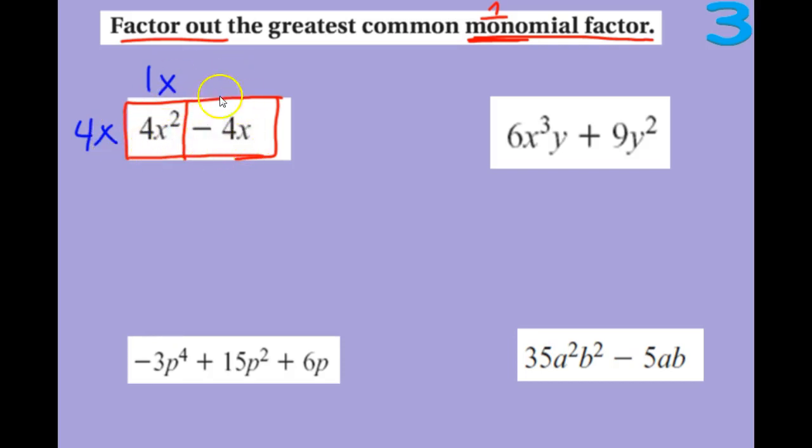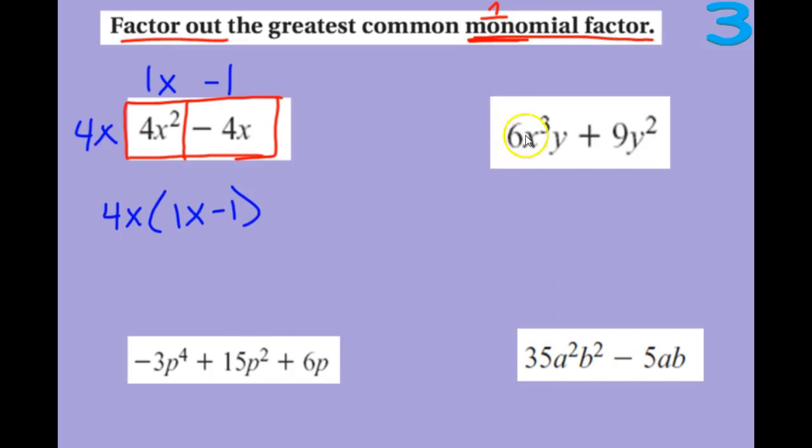Then over here, of this second box, or second smoothie, if you want to call it that, 4 times what will give us -4? I pulled out a 4. Well, it has to be a negative, so a -1. 4 times -1 would give us -4. And we pulled out an x, so there's no x's left. So this is our answer. I pulled out a 4x, and I'm left with 1x minus 1.